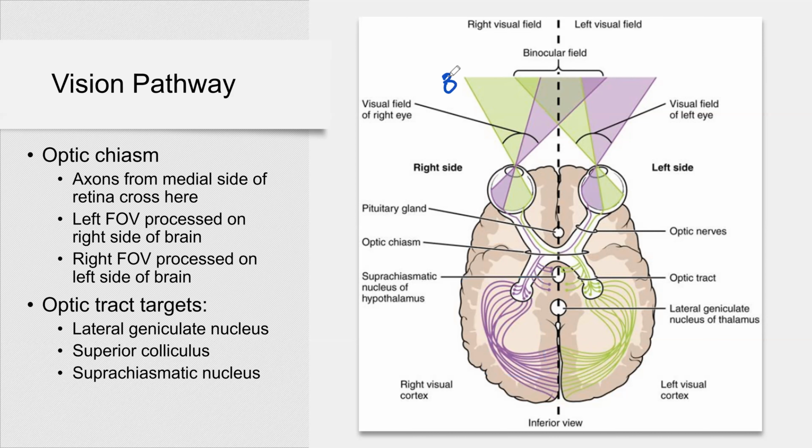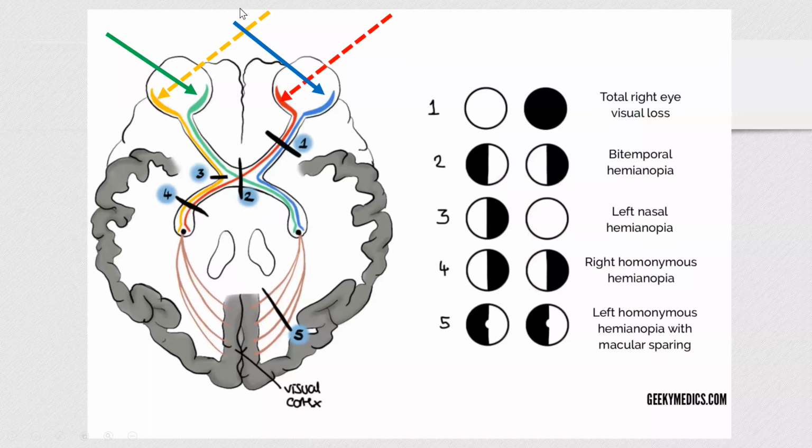Now, if you have some object over here, like a little flower, then the light reflected from the flower, shown here in green, is received by both eyes, right? But the information is processed by the left visual cortex. And it becomes important when you have lesions in this visual pathway. So, for example, let's look right here.